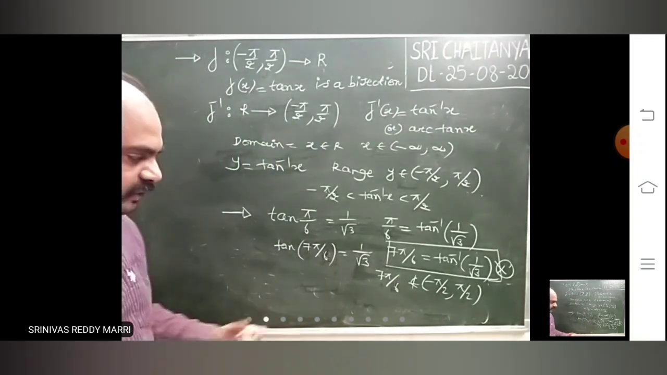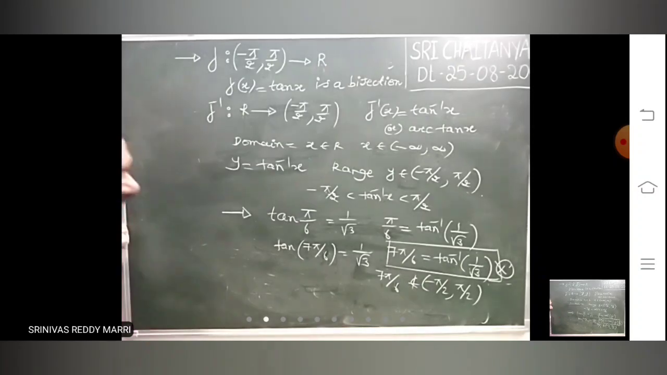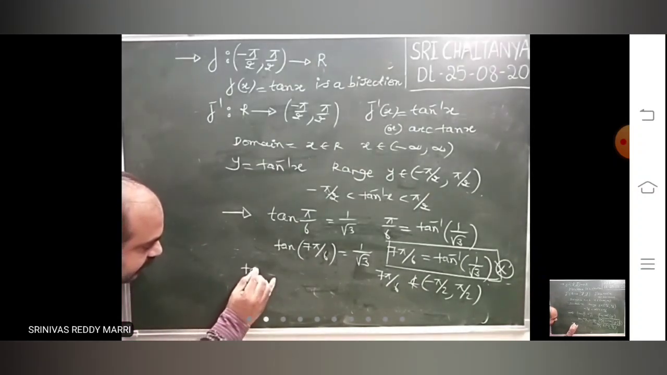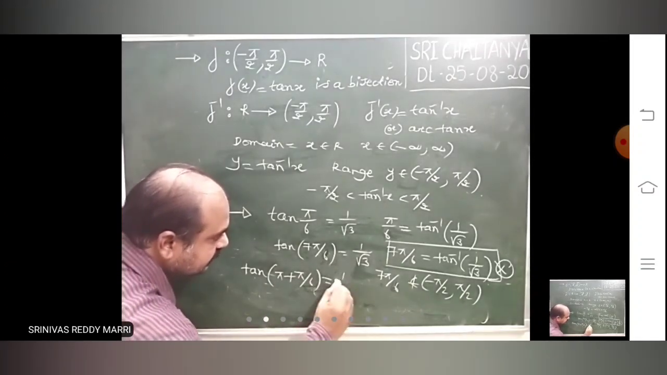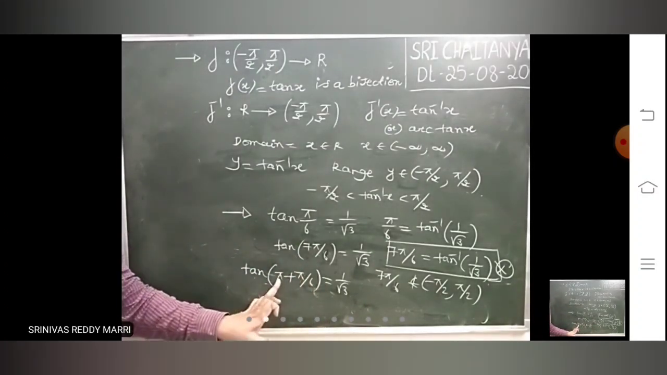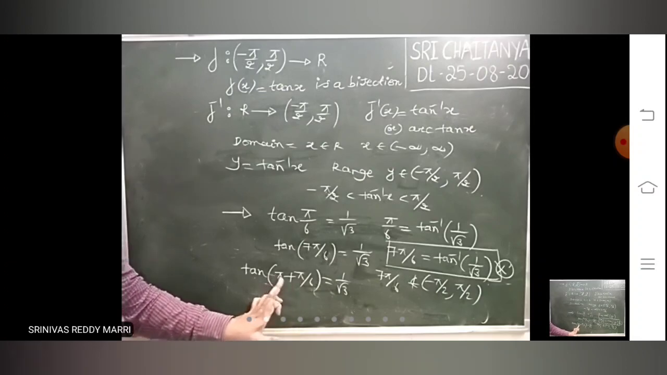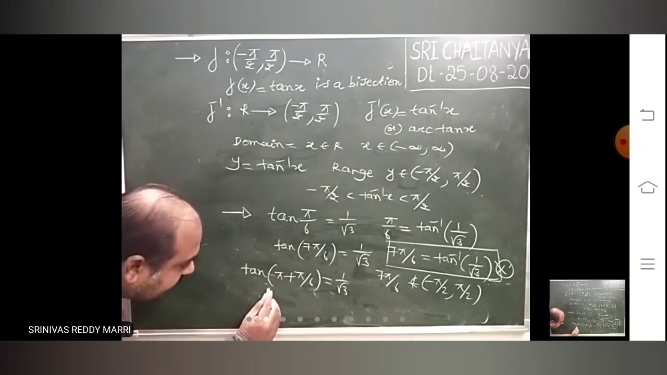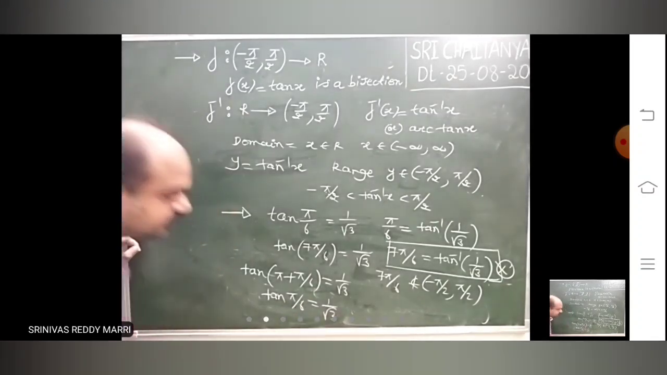Convert this. Look at how I am writing. I am converting it such that this angle lies between minus pi by 2 to pi by 2. I have written 7 pi by 6 as tan of pi plus pi by 6. This is 180 plus theta, which means third quadrant. Tan of 180 plus theta is nothing but tan theta. So this is tan pi by 6, which is 1 by root 3.